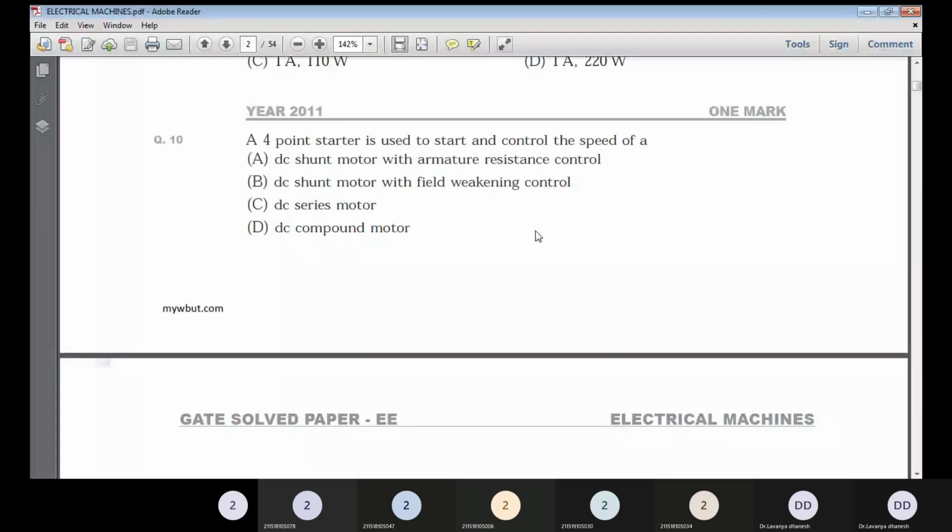Control, then this is motor, and what is the option here? For the starter to start and control here. So what is the option? So the option is: the DC shunt motor with armature resistance control. So we use it for armature resistance control.